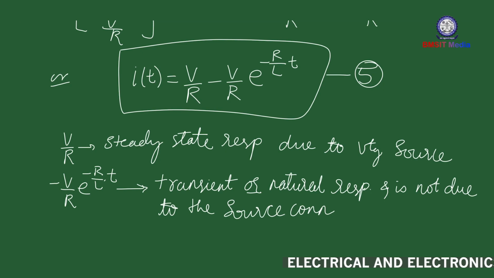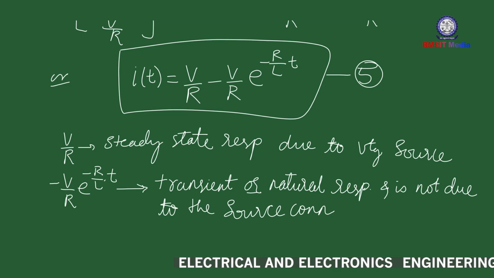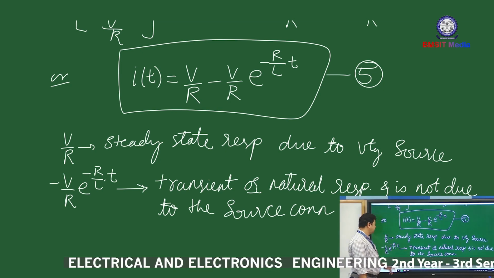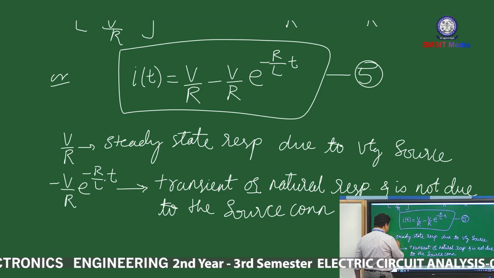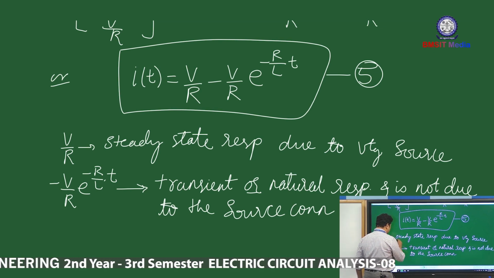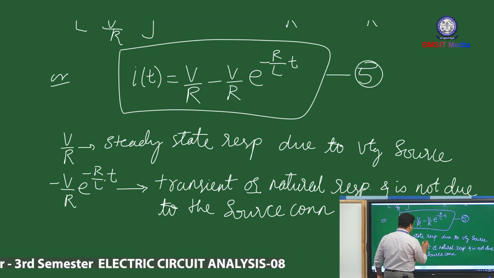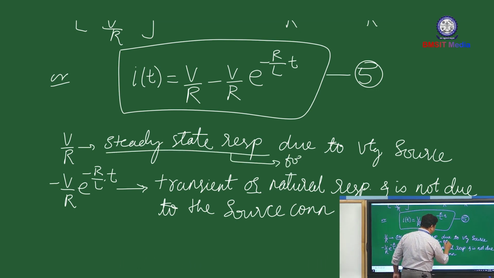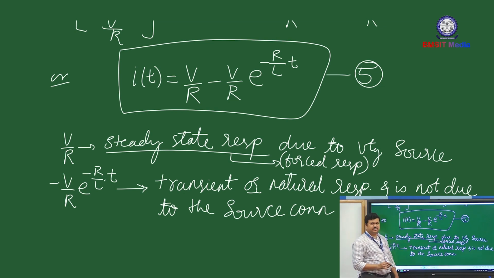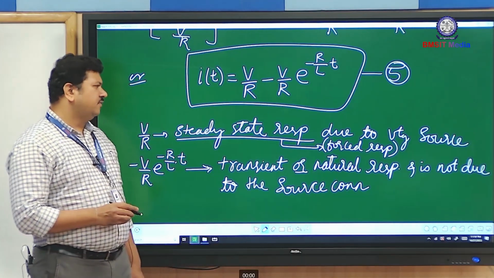Okay, so this is the solution. If this is natural response, then steady state response is also known as forced response. The steady state response is also known as forced response, because this response is due to voltage source, which is the forcing function of the circuit. So the response which is due to forcing function is known as forced response.